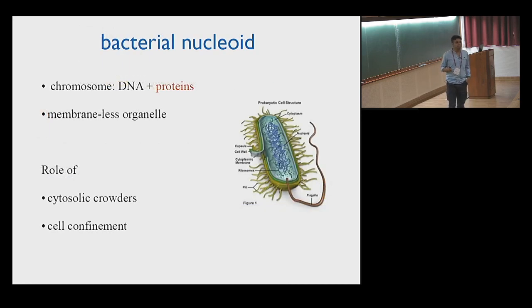Briefly, the question we are asking is, chromosomes are strongly compacted stuff made up of DNA and proteins, and they make a membrane-less organelle within cells, like prokaryotic cells, like bacteria. So they get into a small lump, which is called a nucleoid, and it doesn't have a membrane to stabilize that lump. And we ask two questions. What are the roles of cytosolic crowders? Apart from the chromosome, there is a crowding environment around it, and the cellular confinement on such organization.